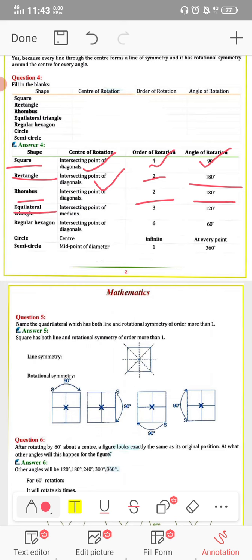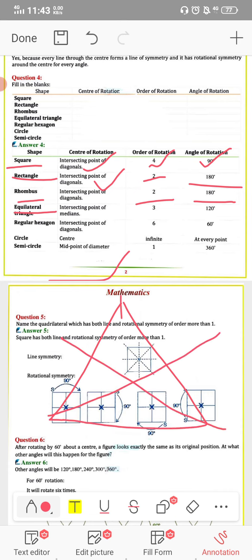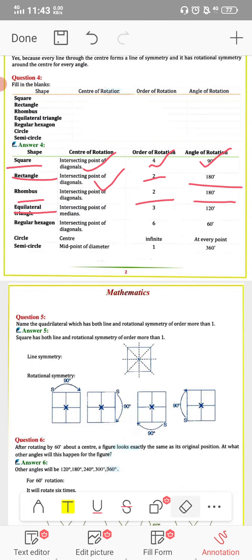For equilateral triangle, as you know very well that it is having intersecting points of medians. ये जो हम line of symmetry draw करते हैं, these are also known as the median of any triangle, equilateral triangle. So it is having order of rotation 3 and the angle of rotation is 120. In a regular hexagon we have order of rotation 6 and angle of rotation 60 degree. In a circle we have order of rotation infinite and angle of rotation at every point.